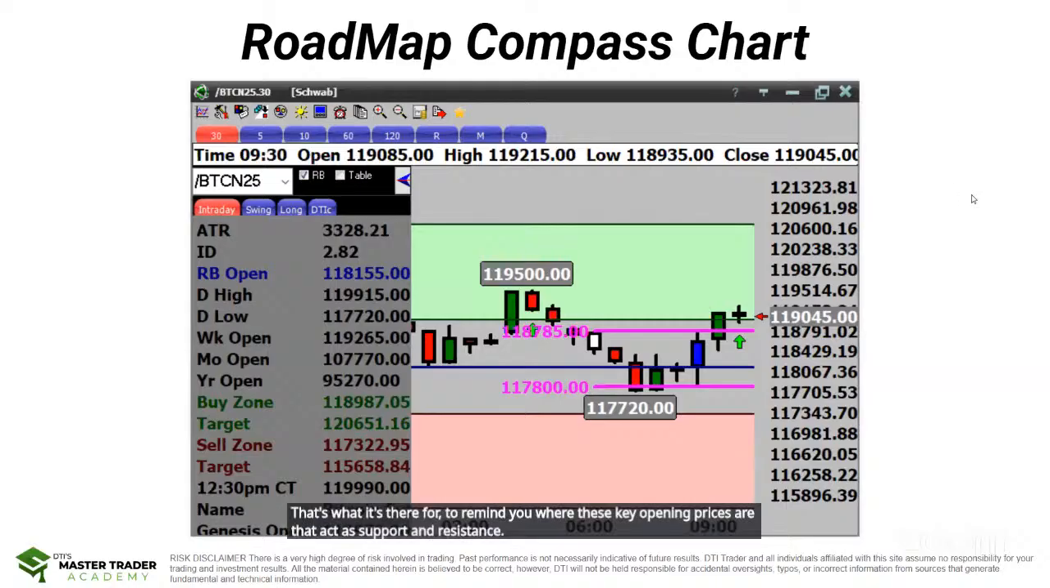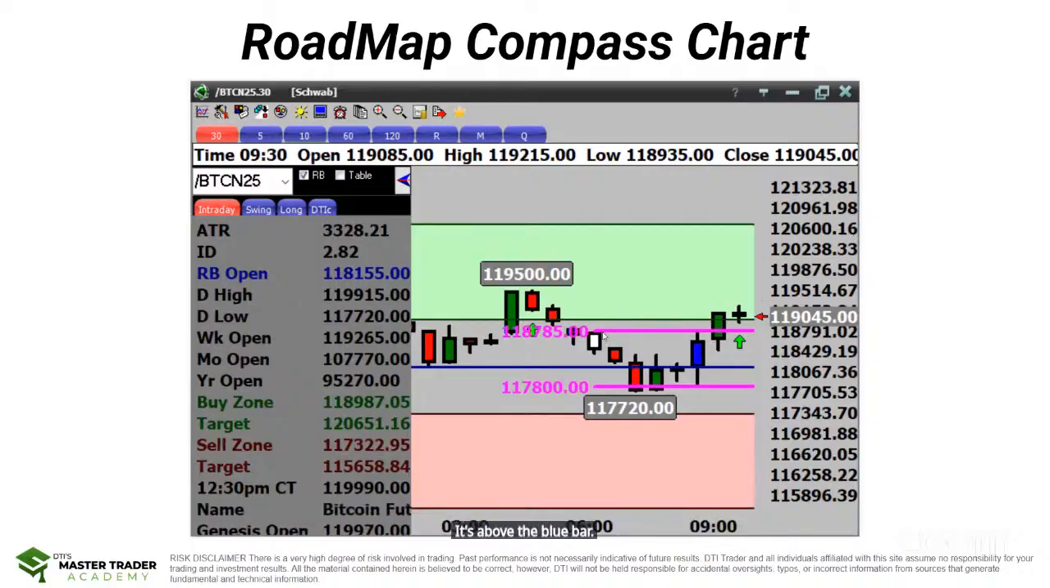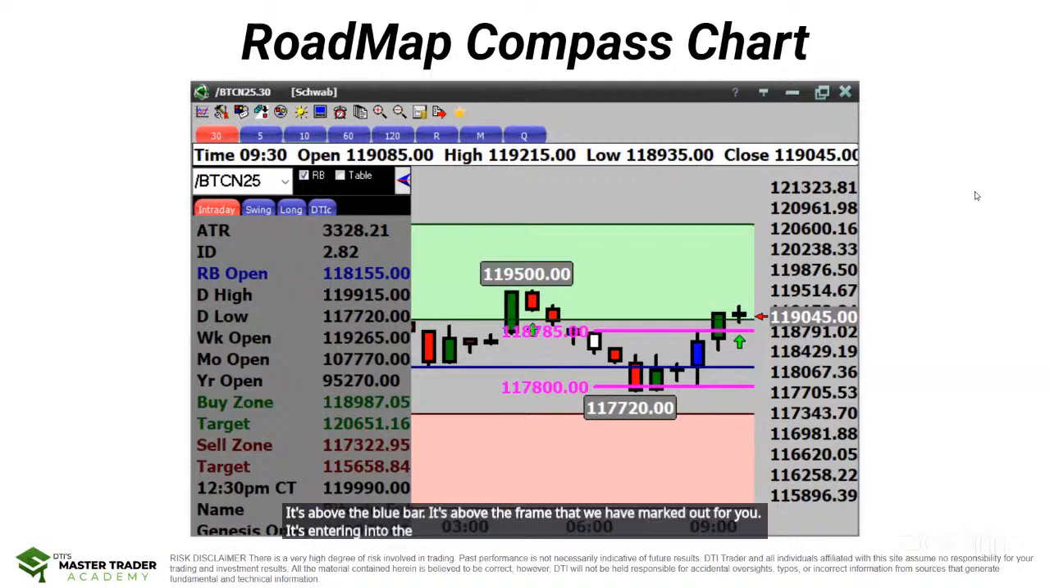All right, and also help you get on the right side of the market. You can't look at that chart right there and think short, that's for sure. It's above the blue bar. It's above the frame that we have marked out for you. It's entering into the buy zone. The last thing you're thinking now on Bitcoin futures is short on an intraday basis.